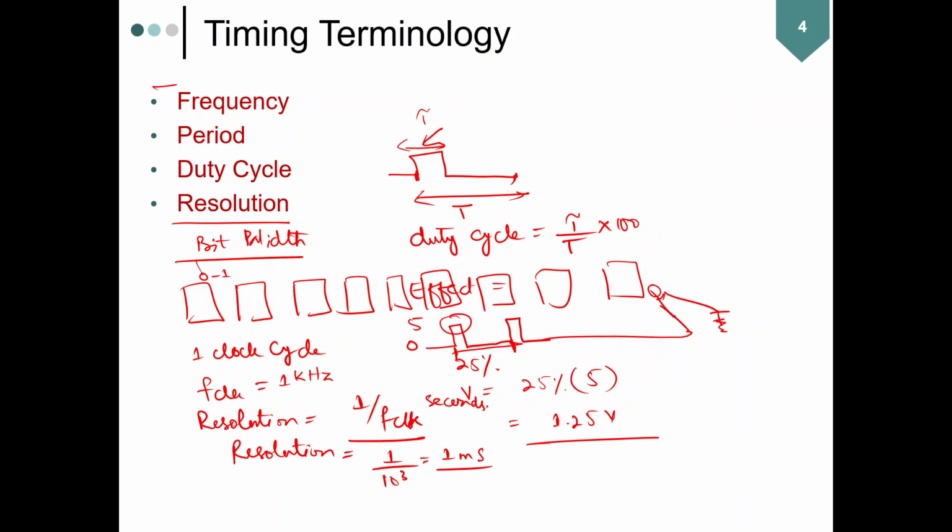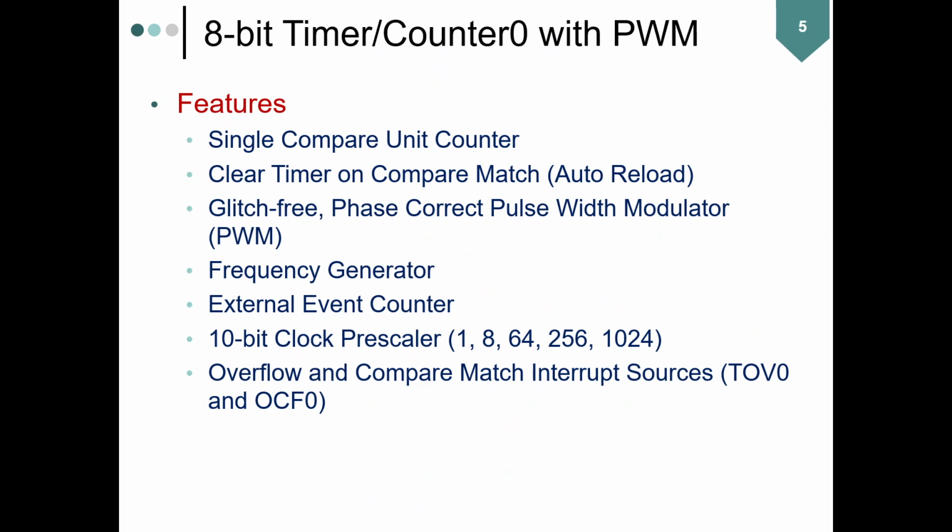Sometimes the bit width is also used to define the resolution, but however, this is the correct definition: the time it takes for the timer to make one transition. So as I said, we are going to discuss only timer 0. So let's see what it can do.